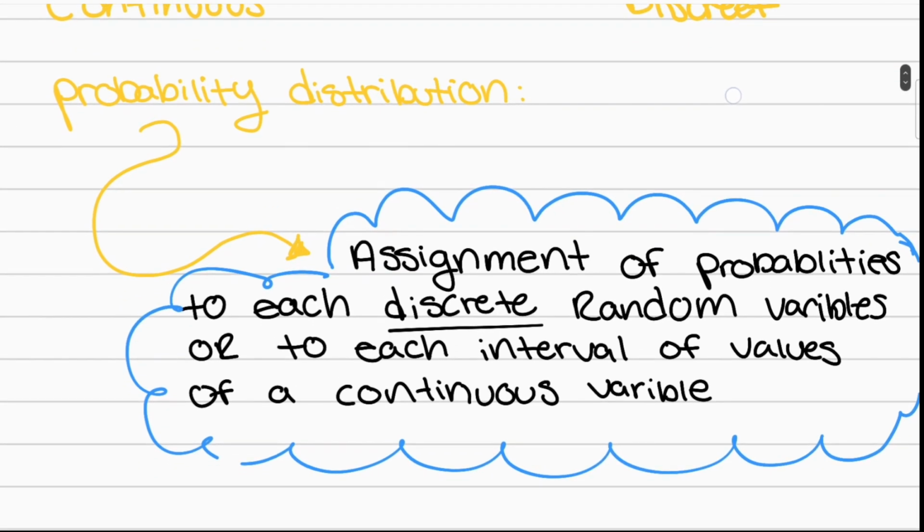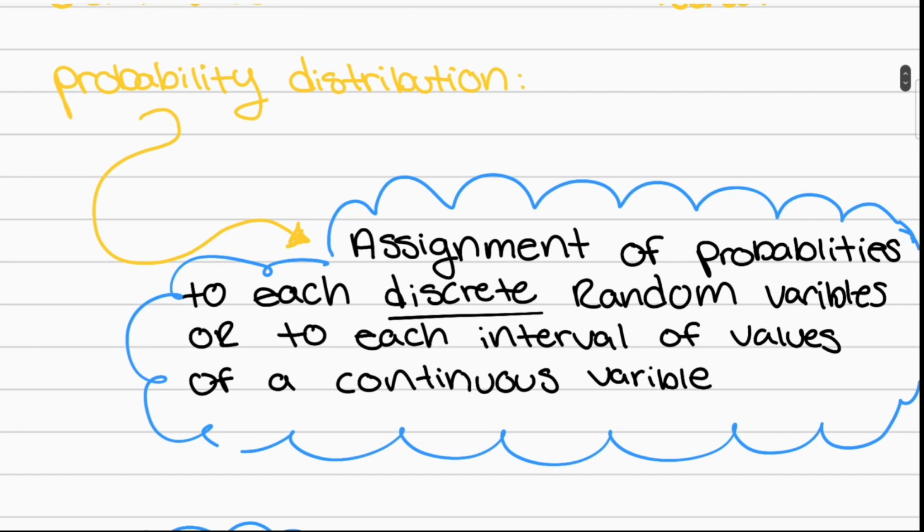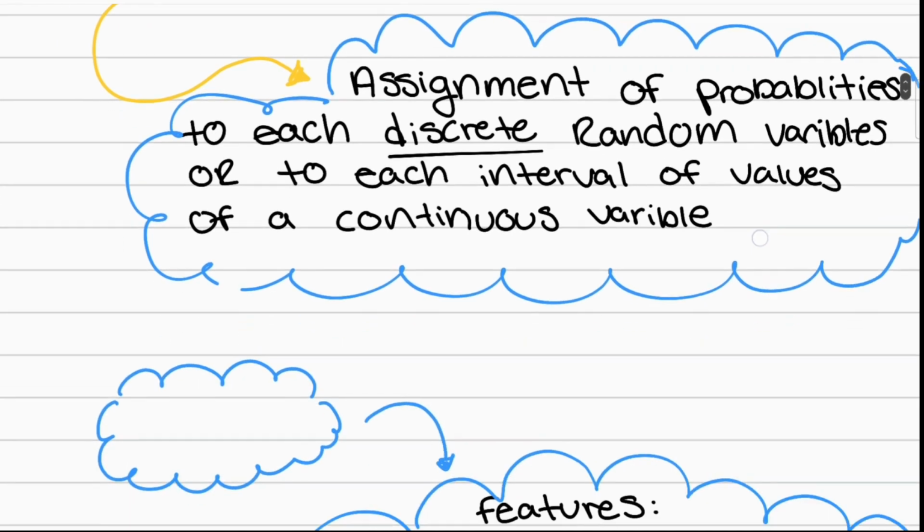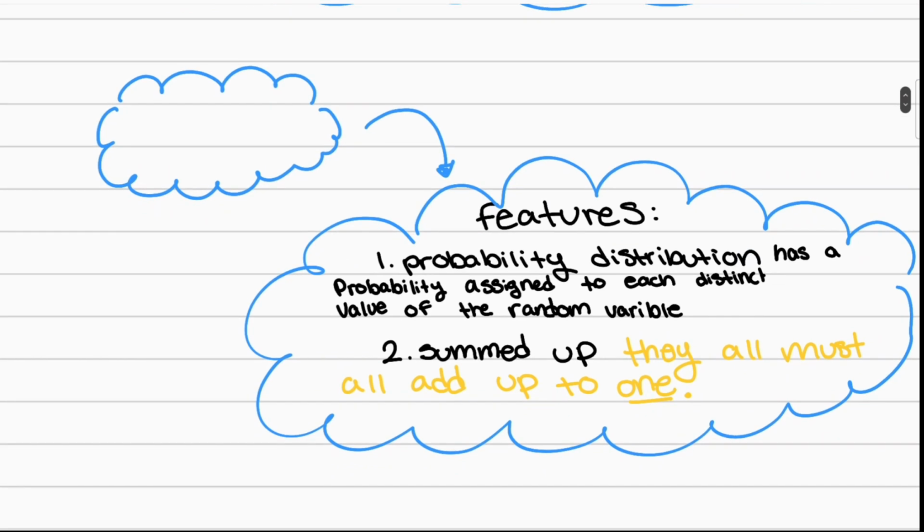Continuing on, we're talking about the probability distribution. The probability distribution is an assignment of probabilities to each discrete random variable or to each interval of values of the continuous variable. Its features are, one, the probability distribution has a probability assigned to each distinct value of the random variable, and two, they must always sum up to 1. If it does not sum up to 1, that means that the spread of the data is incomplete and therefore cannot be properly assessed.